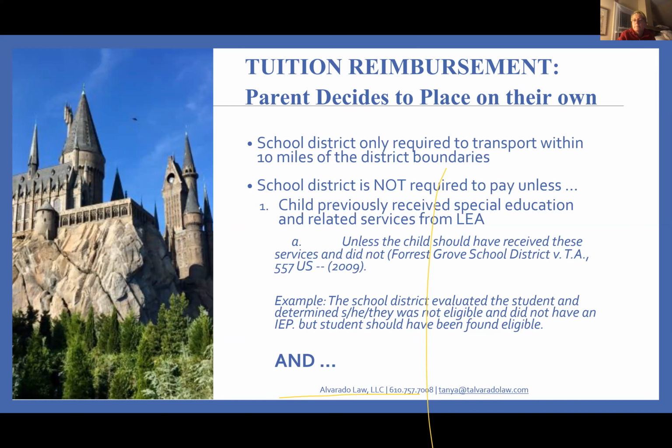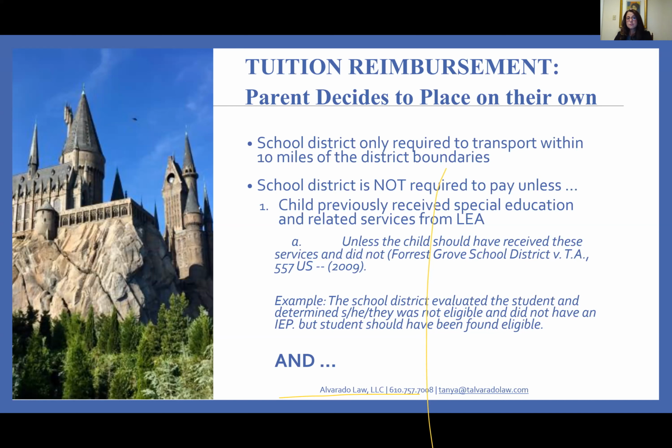If the parent decides to place the child on their own, there are limitations on the bus transportation. It's 10 miles from the district boundaries. And the difference is that, in my previous slide, the school district was in agreement. They said, yeah, we're going to send your child somewhere else. We think that's an appropriate placement.